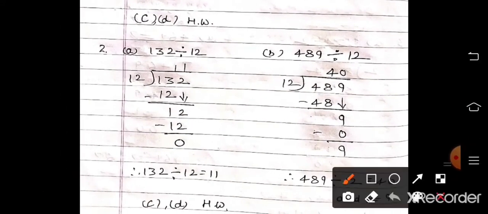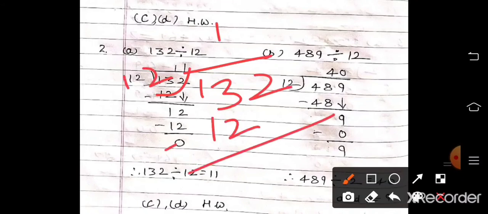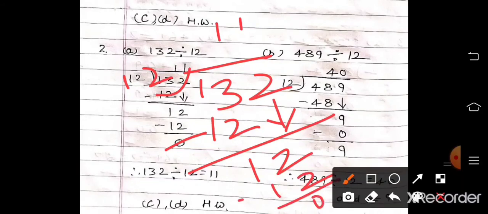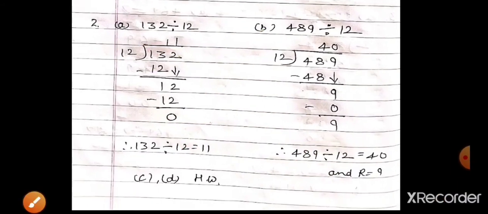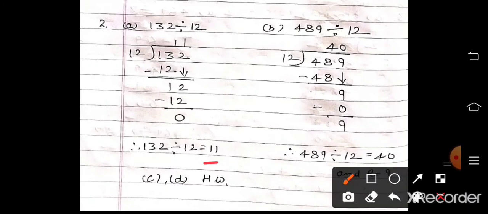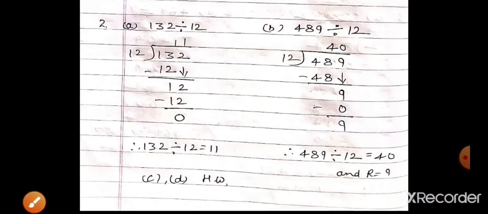Now question number 2, 132 divided by 12. So 12 ones are 12. Subtract, 3 minus 2 is 1, and bring down 2 here like this. Now 12 ones are 12 again, 0. So here the quotient is 11. Okay, B part I have done for you. Okay, now C and D is your homework.